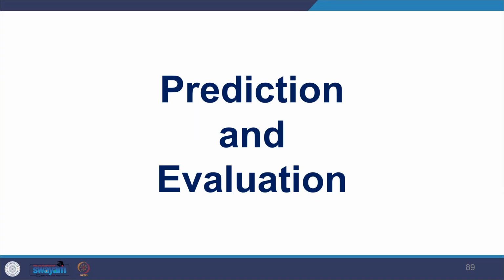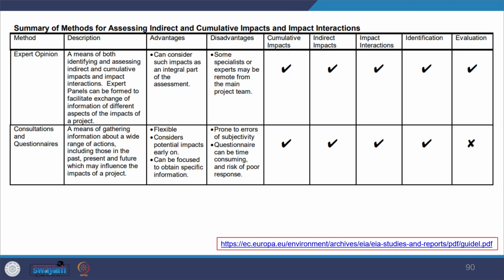Further, moving on to prediction and evaluation. There are certain methods for assessing indirect and cumulative impact and impact interaction. This I have taken from the guidelines for the assessment from the European Commission. The methods involved are expert opinion, where you take inputs from the expert, and there are certain advantages and disadvantages of all these methods, but I'm not going to get into that. Then you have consultation and questionnaire methods also, which allow you to be really flexible and consider potential impact very early in the stage.